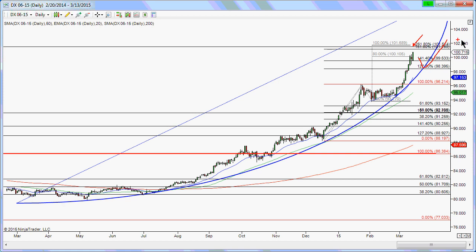So hopefully something's going to get done and get the dollar back down. Otherwise, I think the U.S. economy is going to be in trouble. And if we get into trouble, I think the whole world is going to be in a heap of trouble.